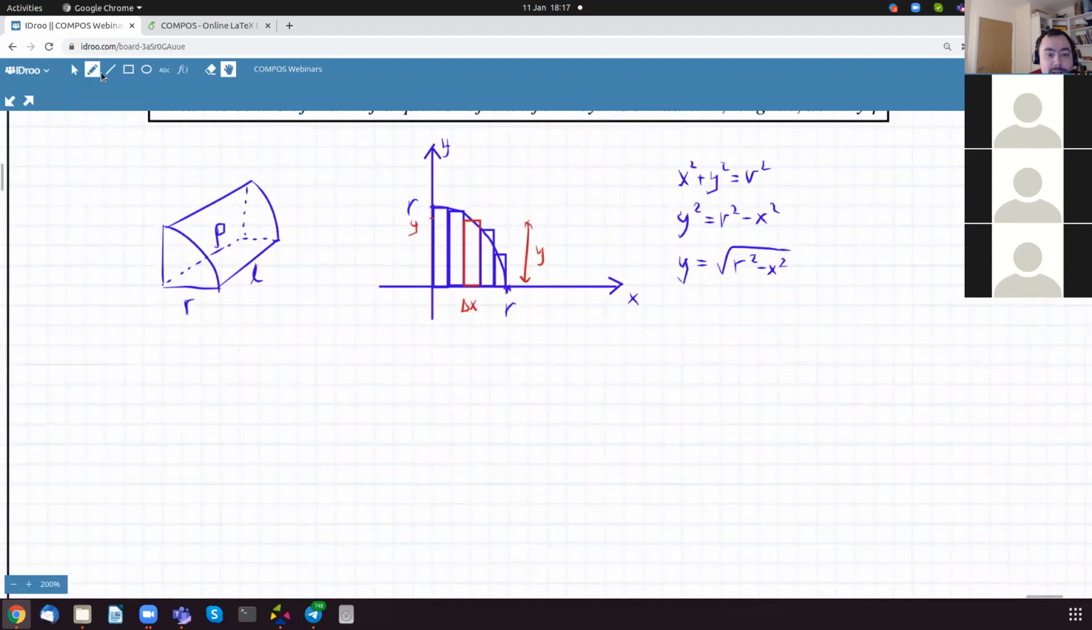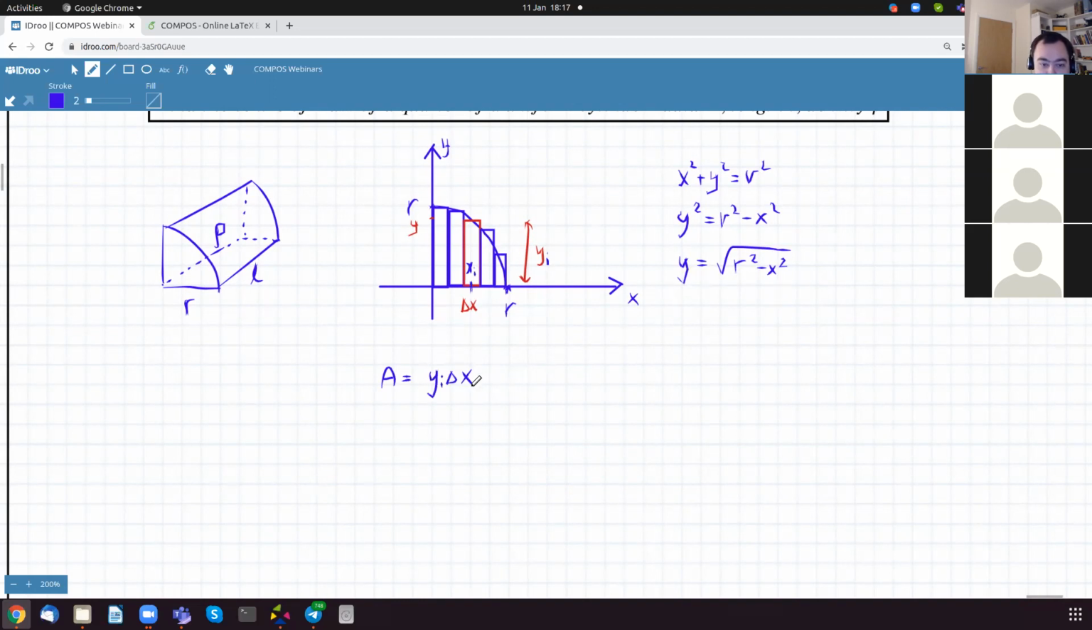Y. The horizontal position of the rectangle is x. Let's call it xi, x-ith. It's the ith slab, the ith rectangle. So let's find the area. The area of this rectangle is equal to y multiplied by delta x. Y, let's call it yi, times delta x.